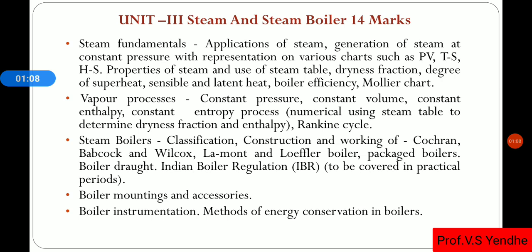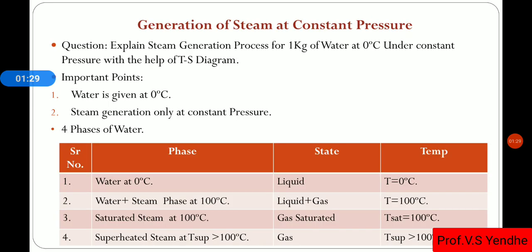This is the syllabus of chapter number 3. The basic points are steam fundamentals, then vapor processes, then different types of steam boilers, then boiler mountings, boiler accessories, boiler instrumentation, then methods of energy conservation in boilers. Now let us see the first point, that is generation of steam at constant pressure.